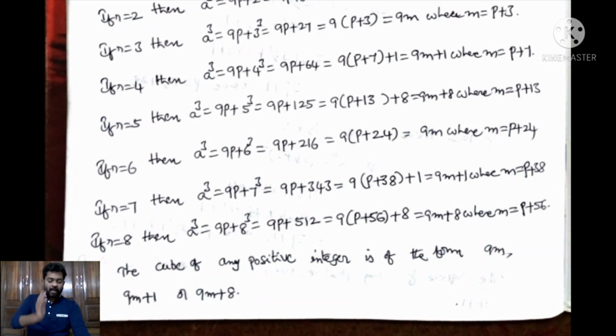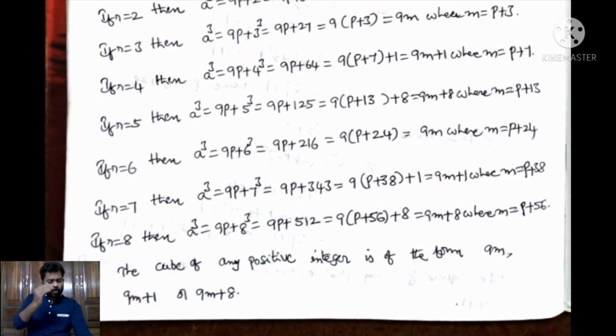Then after, if r equal to 5, then a cube equal to 9p plus 5 cube, that equal to 9p plus 125. That is written as 9 is common again. 9 into (p plus 13) plus 8. This is equal to 9m plus 8, where m equal to p plus 13. Next, if r equal to 6, then a cube equal to 9p plus 6 cube, that equal to 9p plus 216. 9 is common. 9 into (p plus 24). This is written as 9m, where m equal to p plus 24.